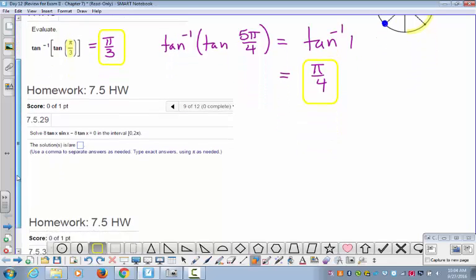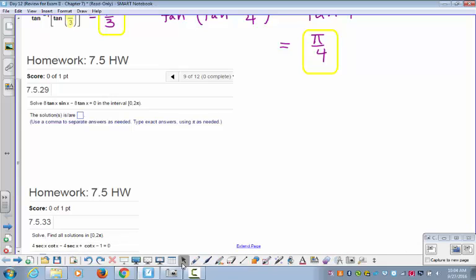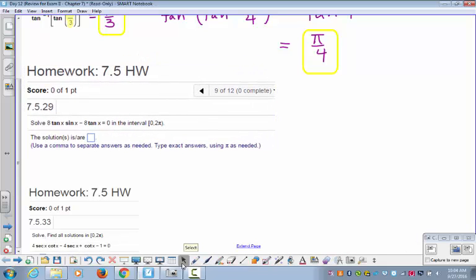All right, another one. So this is 7/5, number 29. Or in the homework it was 9. But it comes from the book. If you go look in the textbook, it's based on problem number 29. That's the parent problem. So here we have a trigonometric equation that we're trying to solve.